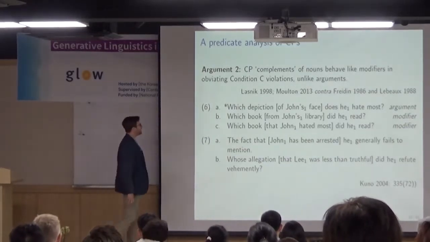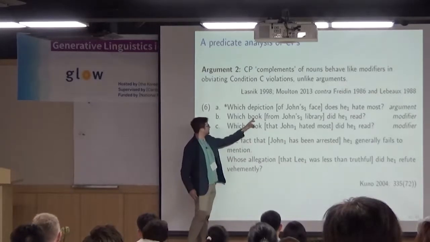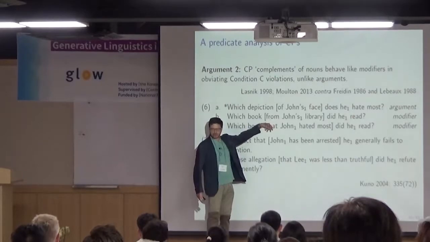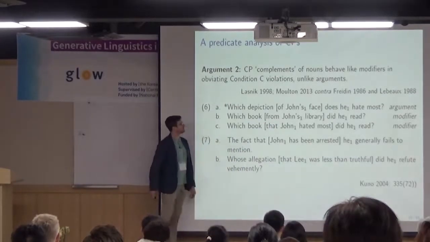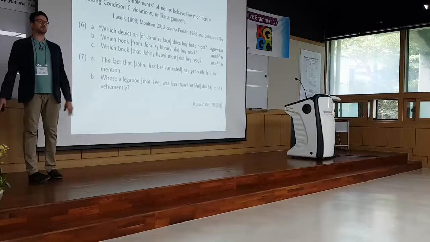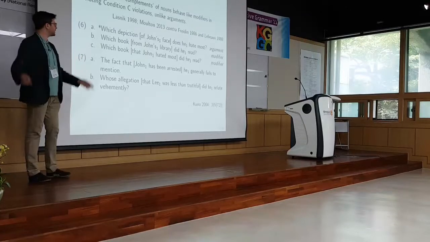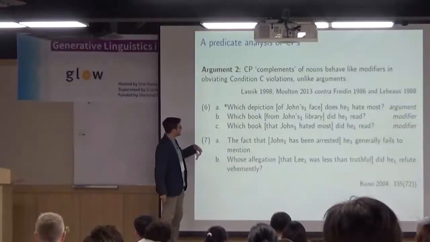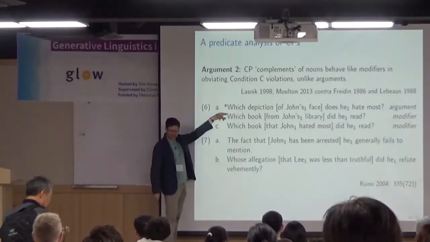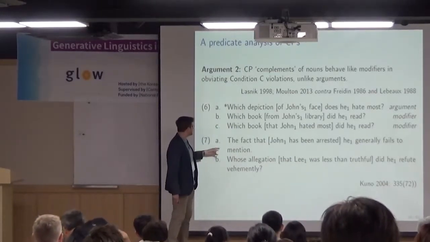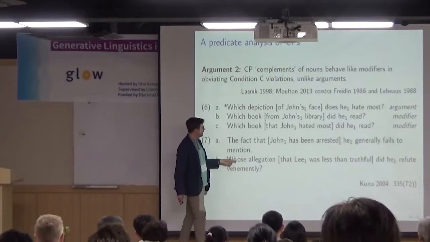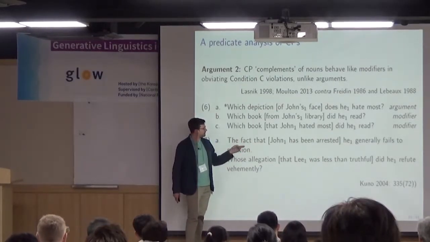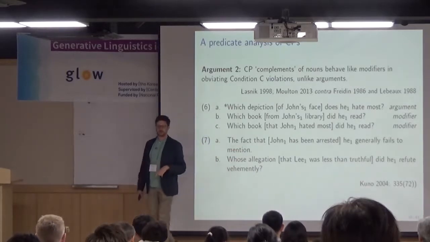Okay. But adjuncts or modifiers of moved noun phrases appear to escape being fully reconstructed. Which book from John's library did he read? Suggesting they're modifiers. Yeah. And there's an analysis of why this should happen. It turns out that, to the extent that these contrasts are real, the clausal arguments of nouns behave like modifiers in obviating condition C.